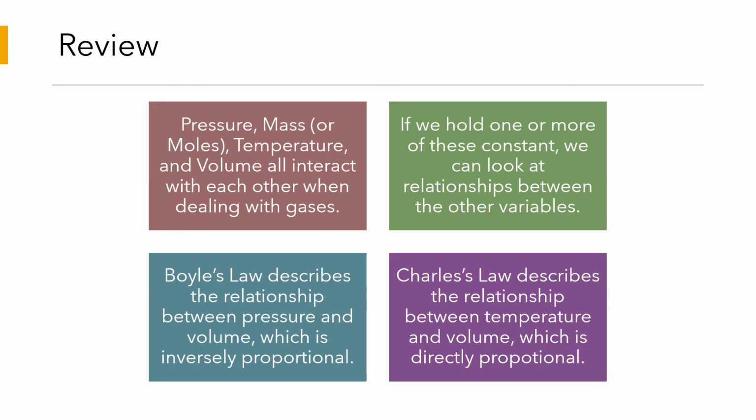That's all we've got for today, so let's get our review on. The 4 major properties or variables that we are concerned with for gases are pressure, mass, temperature, and volume, and all 4 interact with each other in different ways. If we hold one or more of these constant, we can focus on the relationship between 2 variables. Boyle's law describes the relationship between pressure and volume, which is inversely proportional. As pressure goes up, volume goes down, and vice versa. Charles's law describes the relationship between volume and temperature, which is directly proportional. As temperature increases, volume increases, and as volume decreases, so does temperature.